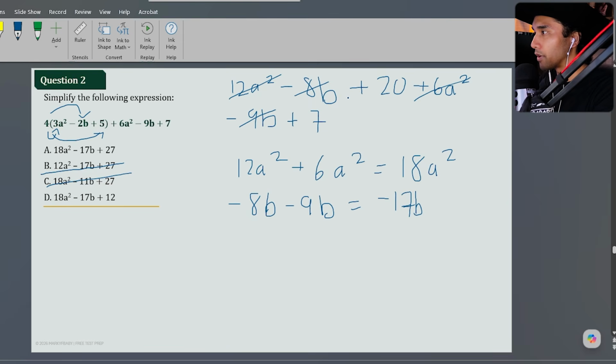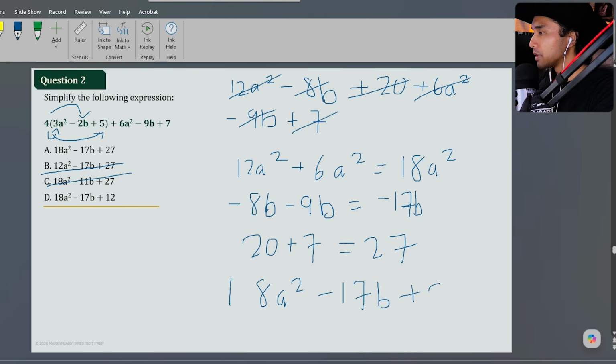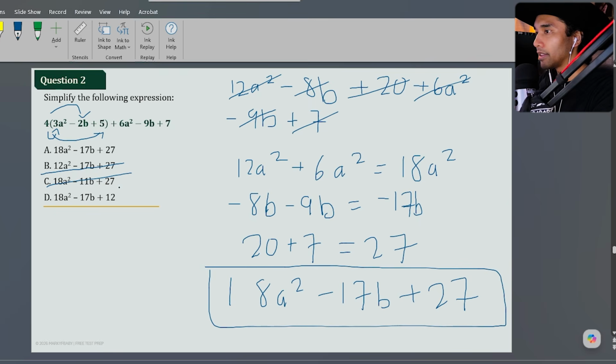And then just going on further to the next term, which is 20 plus 7. 20 plus 7 equals 27. Let's write it in standard form. 18a squared minus 17b plus 27. And that's our correct answer. And that is answer choice A. Okay, this has plus 12. Get rid of that. All right. We are tracking. Are we tracking? We better be tracking. All right, let's go.